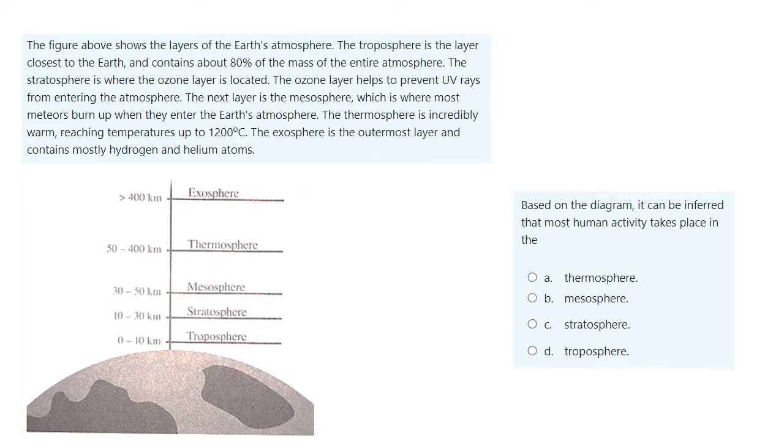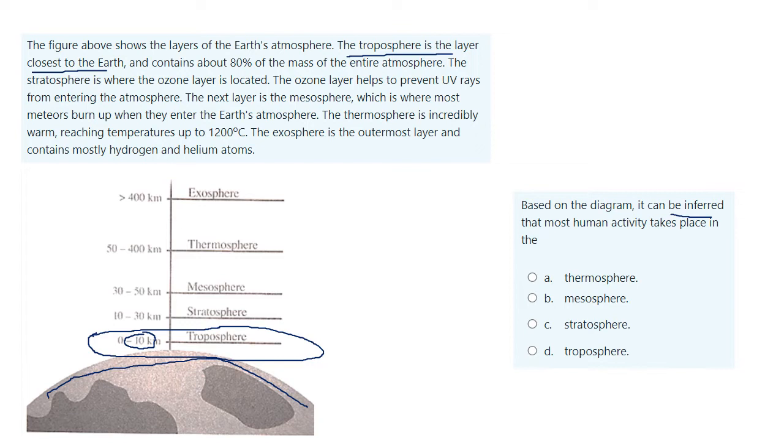Based on the diagram, it can be inferred that most human activity takes place where? Well, this is the surface of the Earth, and next to the surface of the Earth, we have the troposphere. If we look at the passage, the troposphere is the layer closest to the Earth. It contains about 80% of the mass of the entire atmosphere, and it is about 10 kilometers deep. Most human activity would take place in the troposphere.